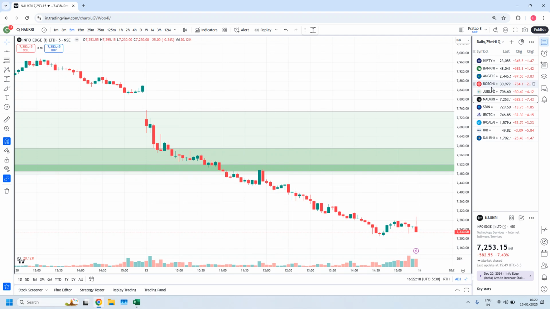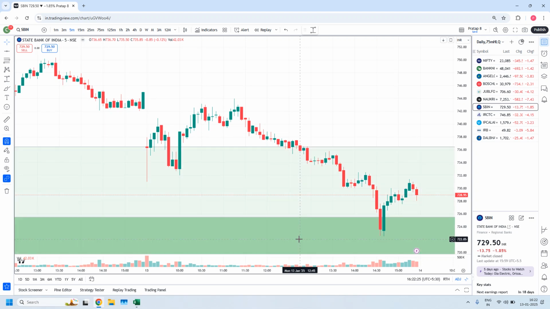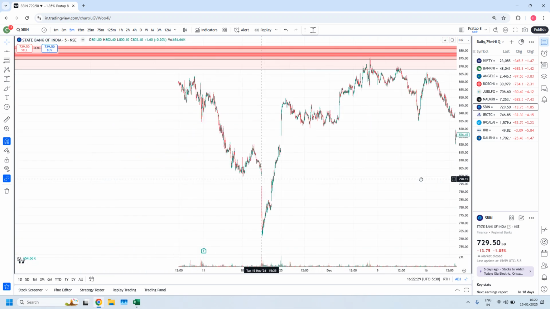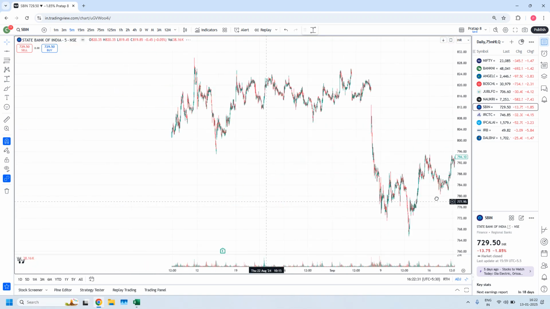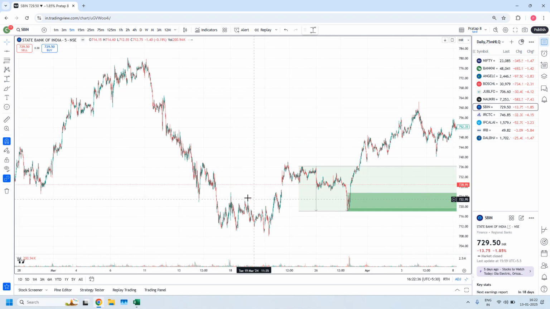And any other stocks? State Bank of India is the one that narrowly missed the trade again. We have a fine-tuned zone in State Bank of India. It narrowly missed this trade. Otherwise, this could have been another good trade for us.